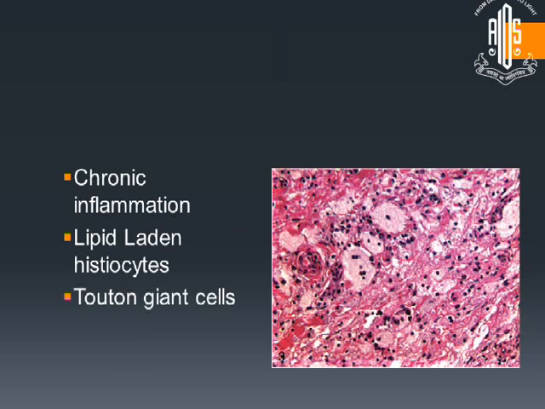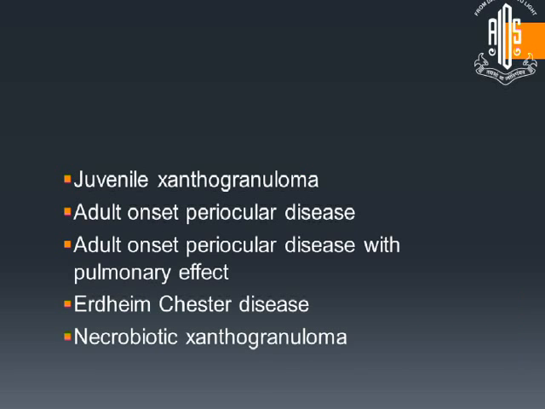Xanthogranulomatous diseases are characterized by chronic inflammation with lipid-laden histiocytes and giant cells. These have a typical yellowish appearance. It may look somewhat similar to xanthelasma, but then you think, no, it doesn't look exactly like a xanthelasma, and there may be orbital fullness along with that.